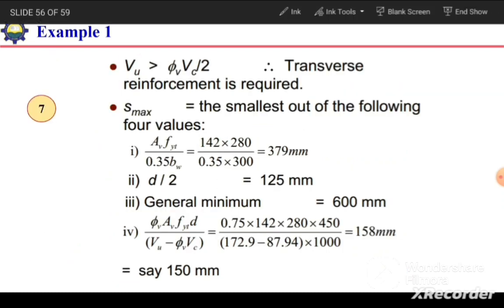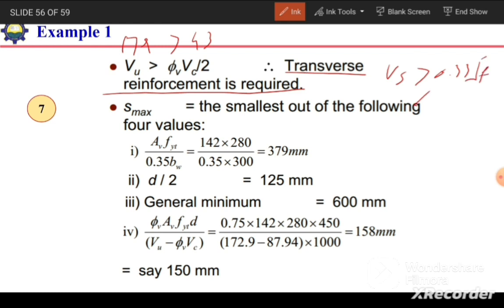So the applied shear 172.9 kilonewton is more than 43, so it means transverse reinforcement is required at a distance 1.07 meter from the center of the support. Okay, so now again we need to check whether the Vs is more than 0.33 square root Fc prime BW, or it is less than this factor.